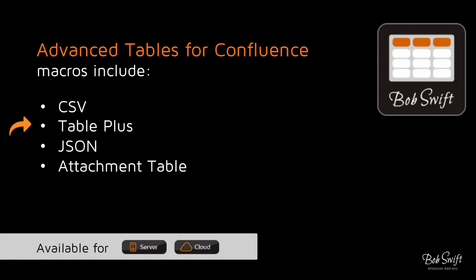The Table Plus macro of the Bob Swift Advanced Tables for Confluence add-on addresses all of these issues, allowing you to transform native Confluence tables into dazzling masterpieces and without needing to use HTML.